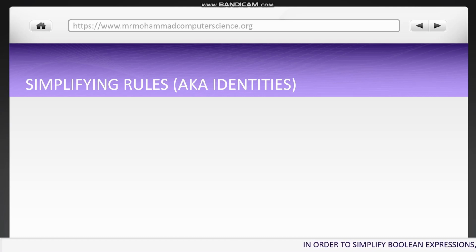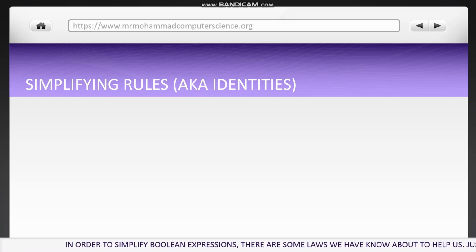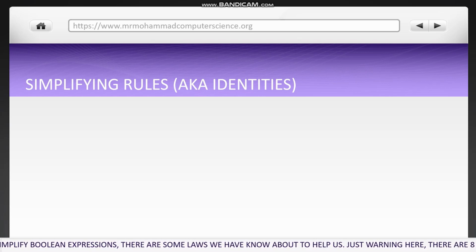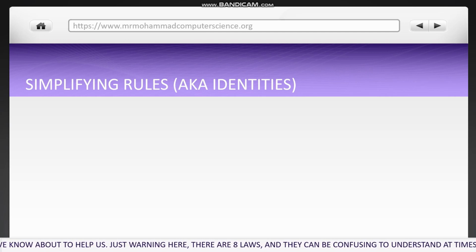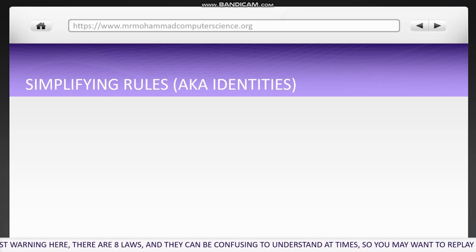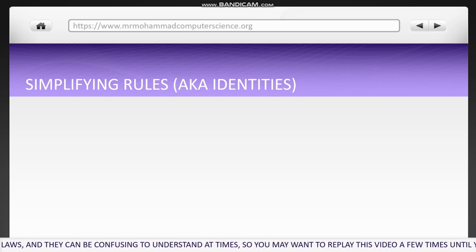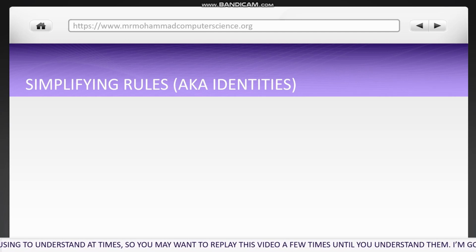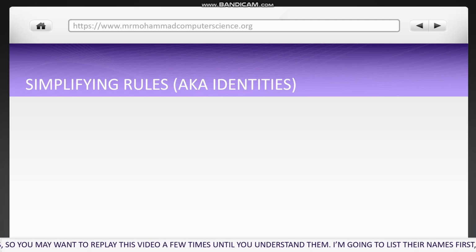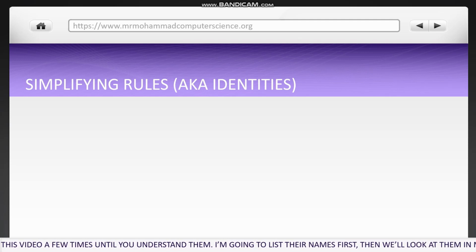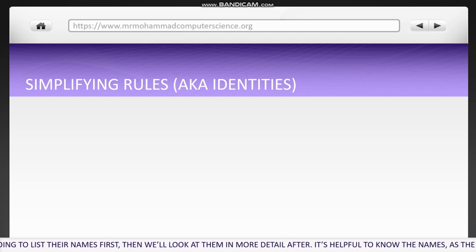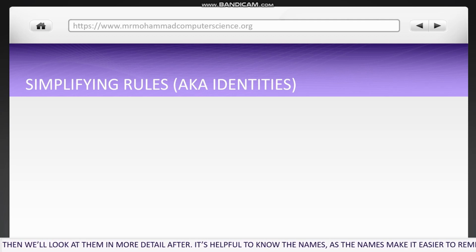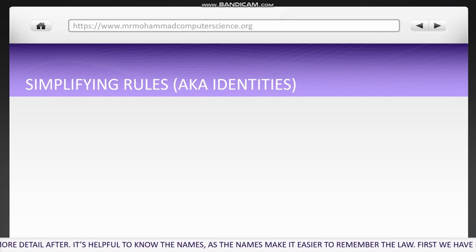Now, in order to simplify Boolean expressions, there are some laws that we have to know about in order to help us. Just a warning here, there are 8 laws and they can be confusing to understand at times. So you may want to replay this video a few times until you understand them. I'm going to list their names first, then we'll look at them in more detail after. It's helpful to know the names as the names make it easier to remember the law.